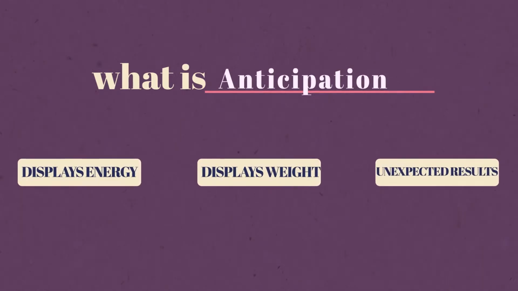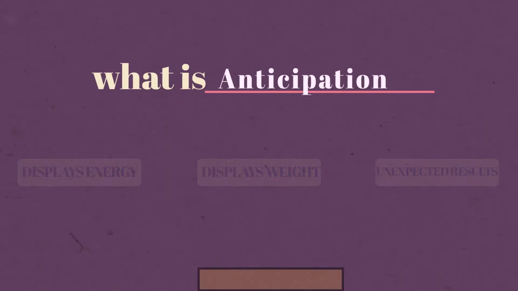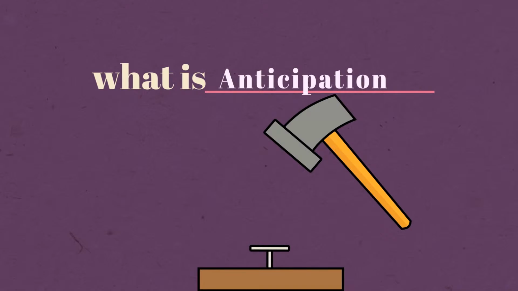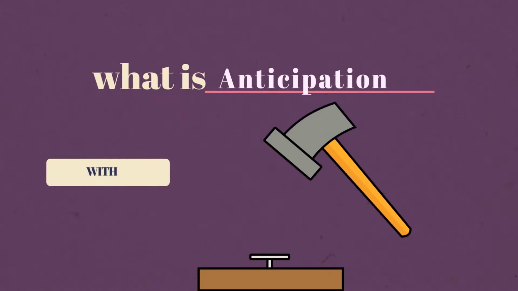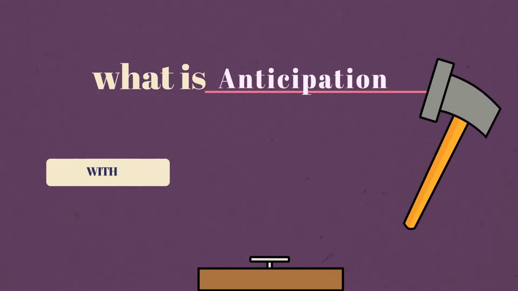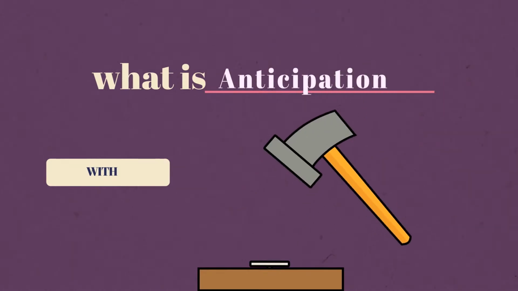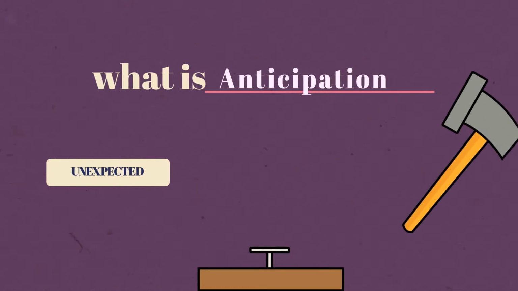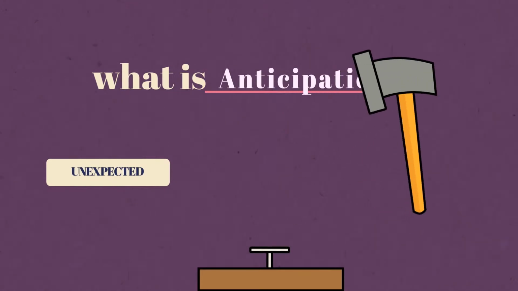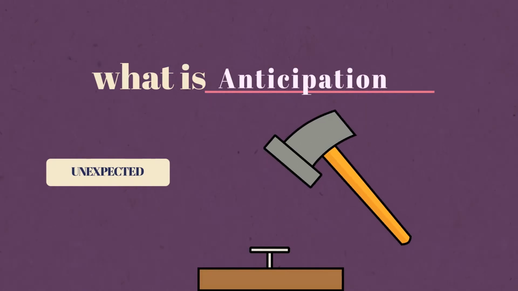After we show what anticipation can do, it's useful for displaying energy and weight, and it can be used for unexpected results. So, AKA our hammer. Without anticipation, you can't tell when the hammer's going to go down and there's not enough force. But with anticipation, there's enough force for the hammer to drive the nail down and you can tell when it's going to happen. Makes a lot of sense. We do this when we jump. But unexpected means you can do an anticipation to make people think something's going to happen, but then change it at the last minute, which in our case means that there's not enough energy to pop that nail into the wood.